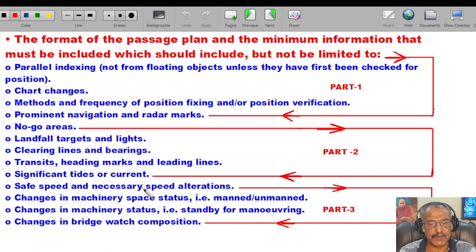That will be safe speed and necessary speed alterations, change in machinery status, that is the manned and unmanned engine room respectively, changes in machinery status, that is the standby for maneuvering, changes in bridge watch composition. All these parameters I've taken from SIRE 2.0 to explain to all the mariners in a very detailed manner. So we go to the next slide. So part 3 will be lecture number 55, which will be broadcast in due course. This one covers the existing lectures 53, 54 and 55.